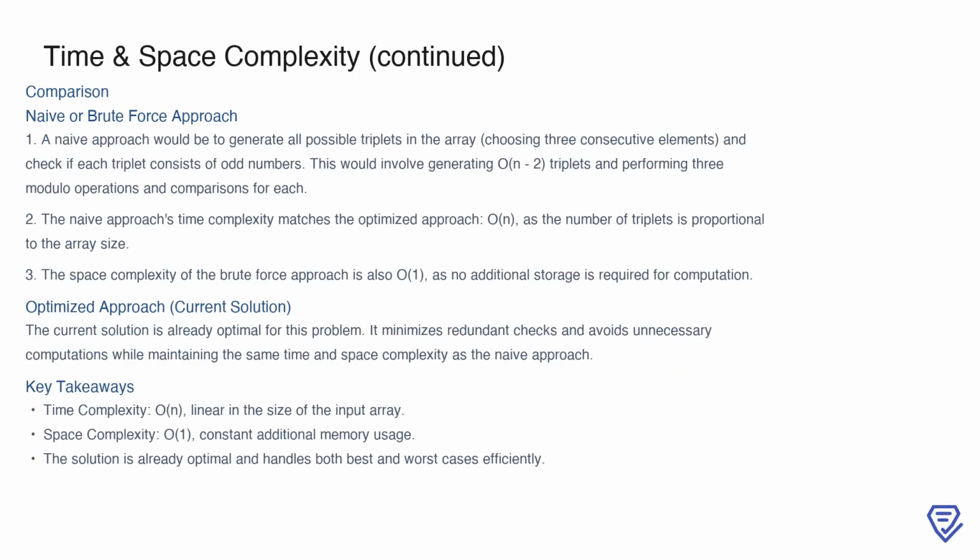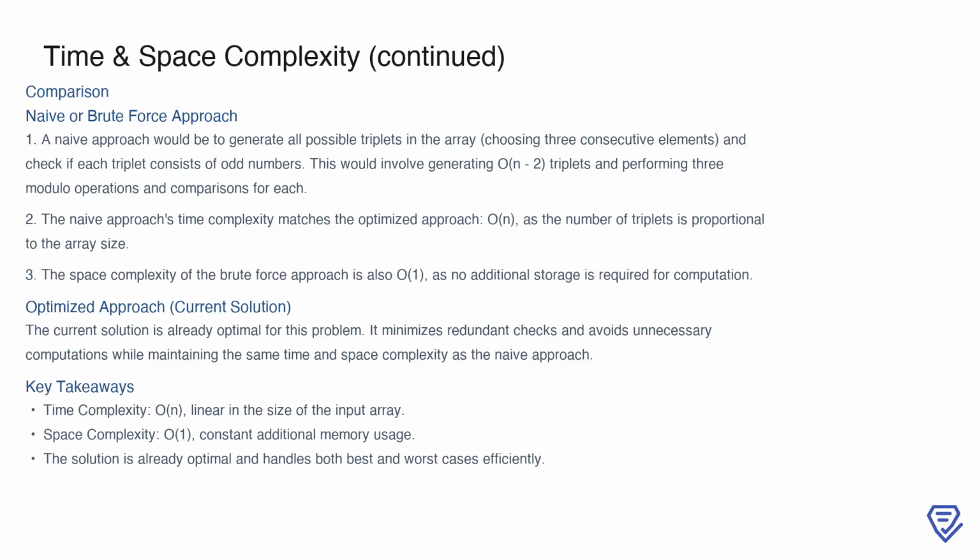Let's compare the current solution to a naive or brute force approach. A naive method would involve generating all possible triplets in the array, each consisting of 3 consecutive elements, and checking if all numbers in each triplet are odd. This approach would generate O(n-2) triplets, and for each triplet, it would perform 3 modulo operations and comparisons. While this sounds inefficient, the time complexity of the naive approach is still O(n), as the number of triplets is directly proportional to the size of the array. Similarly, the space complexity of the brute force approach remains O(1), as no additional storage is required.